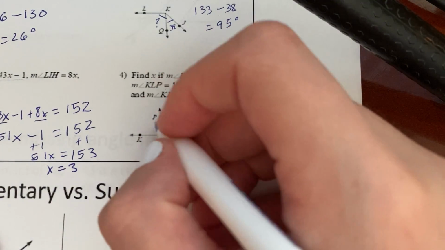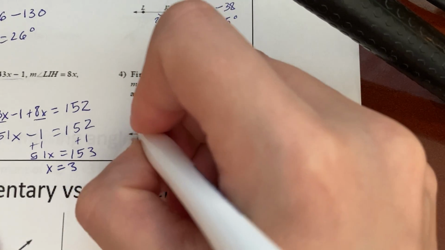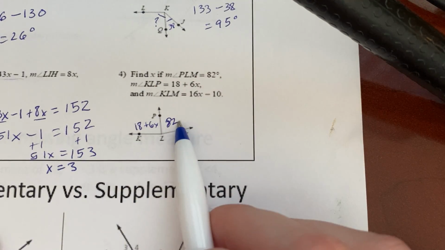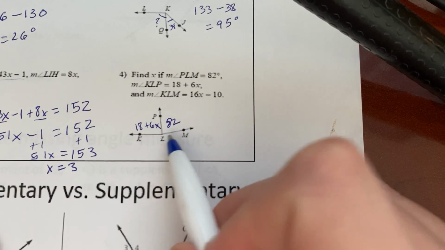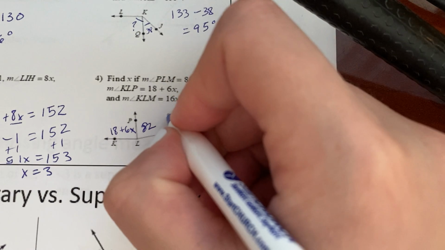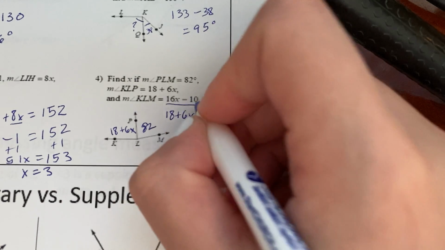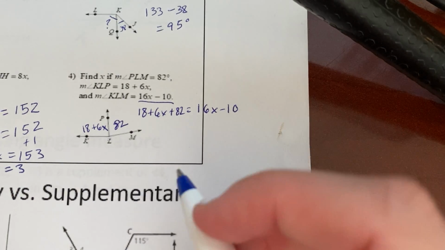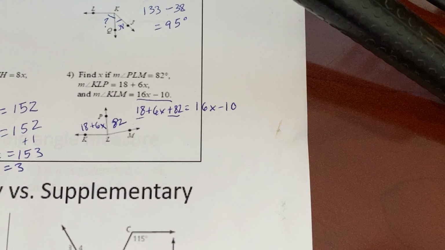PLM is 82, and then KLP is 18 plus 6x. All right, and then I know these two added together should give me this whole angle, which is KLM. So 18 plus 6x plus 82 is equal to this whole expression, which is 16x minus 10. And so you're working with variables on both sides this time. So we want to first combine our like terms, and then we want to move variables to one side and constants to the other.